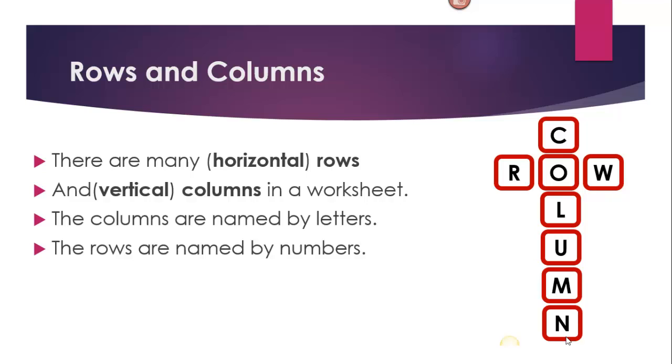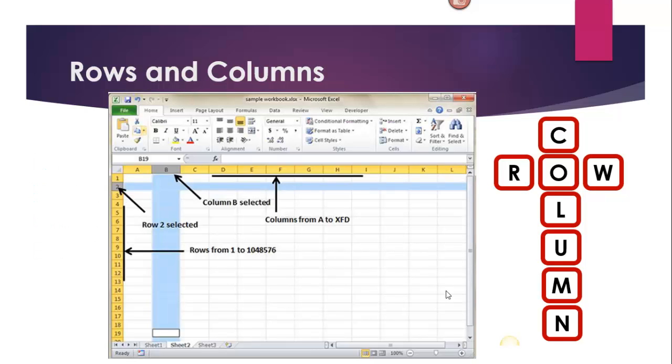In Microsoft Excel, there are many rows and columns, and we remember by this diagram here: rows go horizontal and columns are vertical. Columns are named after letters and rows are named by numbers. As you can see in my diagram here, column B has been selected and row 2 has been selected.